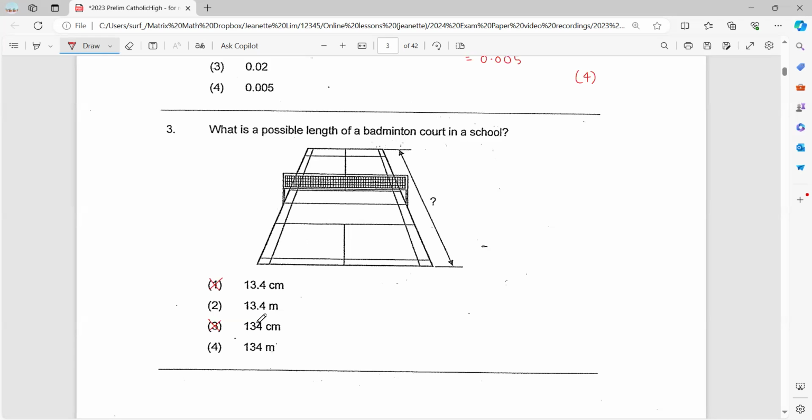134 meters. If you run a race, 100 meters is like from one end of the track to the other. So it is definitely not that long. If you want to play a badminton court, it can't be that long, right? So answer is option 2, 13.4 meters.